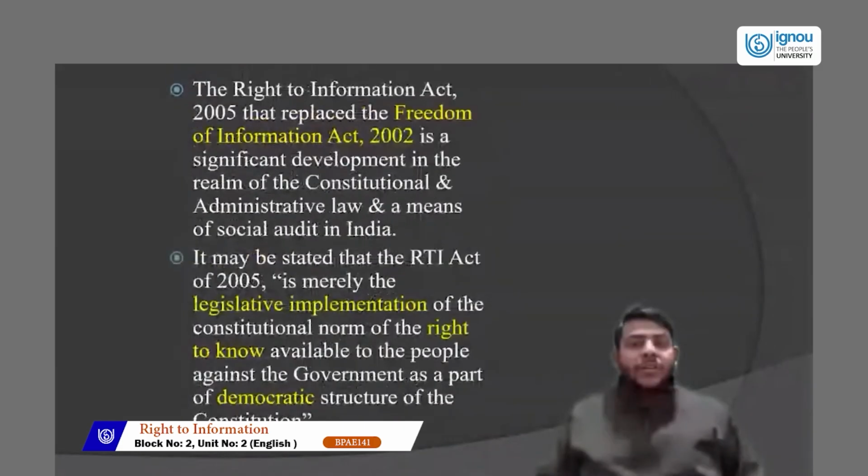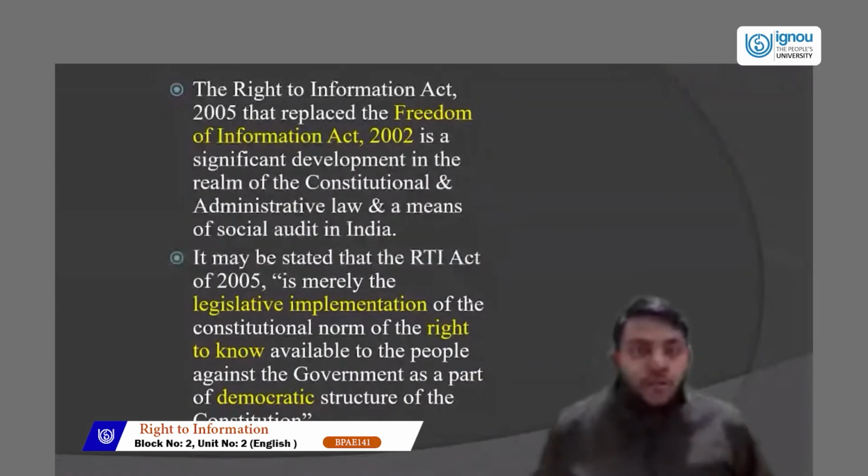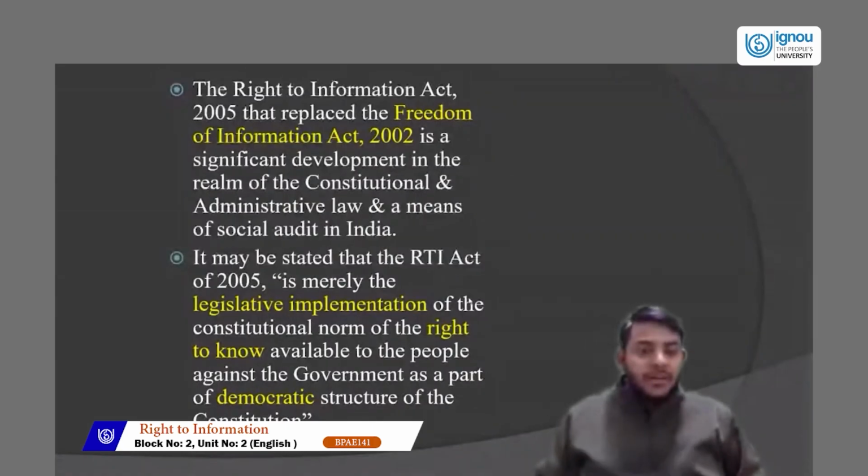Also, the Right to Information Act of 2005, which replaced the Freedom of Information Act of 2002, was a significant development in the realm of constitutional and administrative law. And it also proved to be a means of social audit in India as well. So it is a very important legislation, this Right to Information Act of 2005.